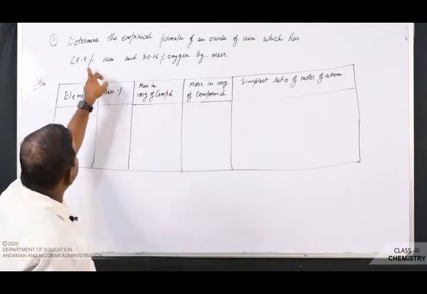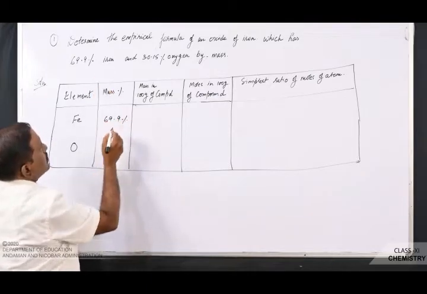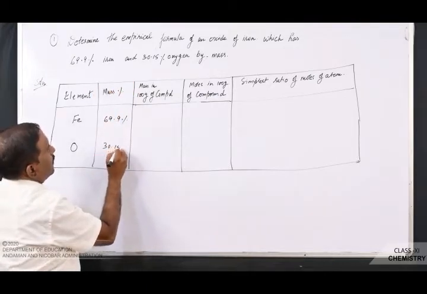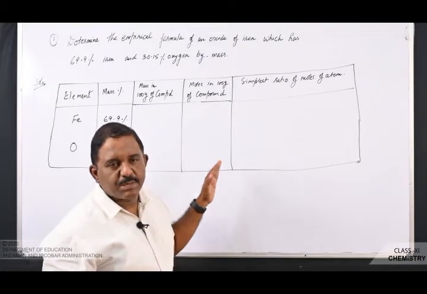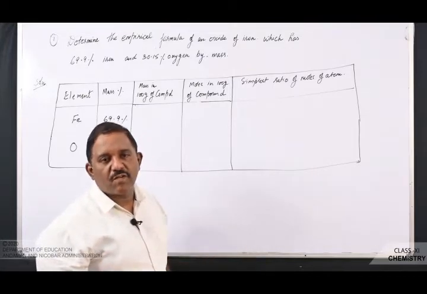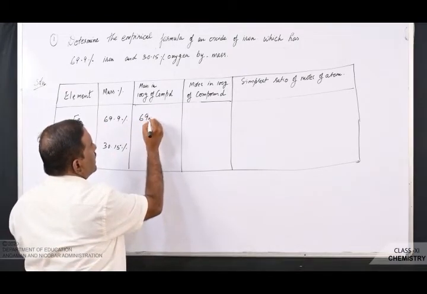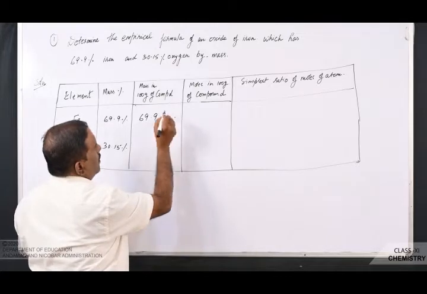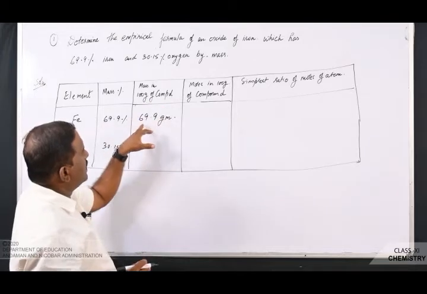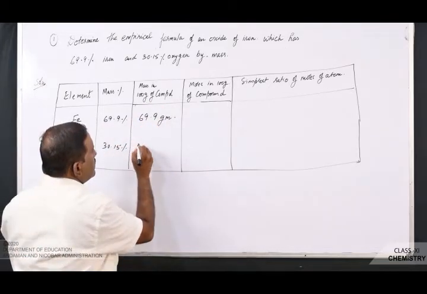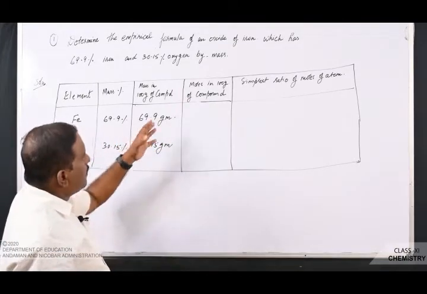The mass percent is 69.9%, and here it is 30.15%. It is convenient to convert this mass percent into 100 grams of compound. So in 100 grams of compound, the composition is 69.9 grams of iron, whereas here it is 30.15 grams of oxygen. Okay, so now next is the moles.